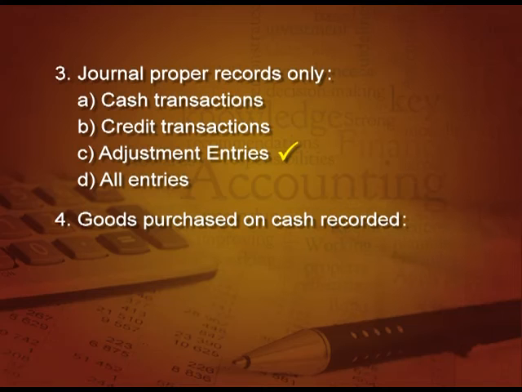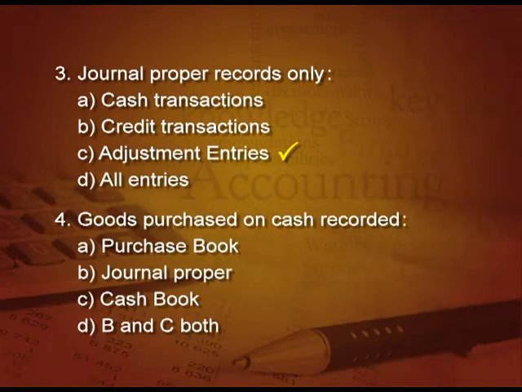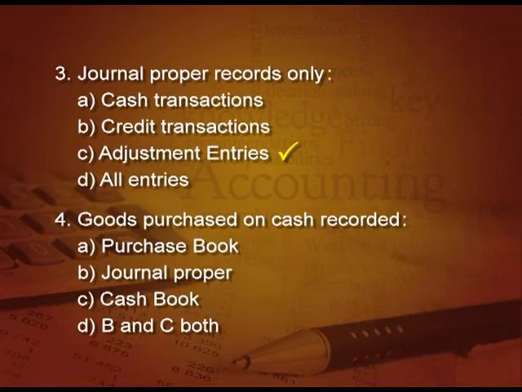Let us see the next one. Goods purchased on cash is recorded in, please see, purchased on cash. Purchase book? No, no, no, no. Journal proper? No. Cash book? Yes, because we have purchased in cash. Fourth option was B and C both. Of course, it is wrong.